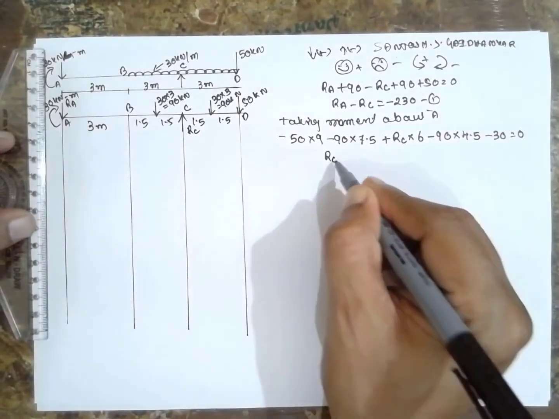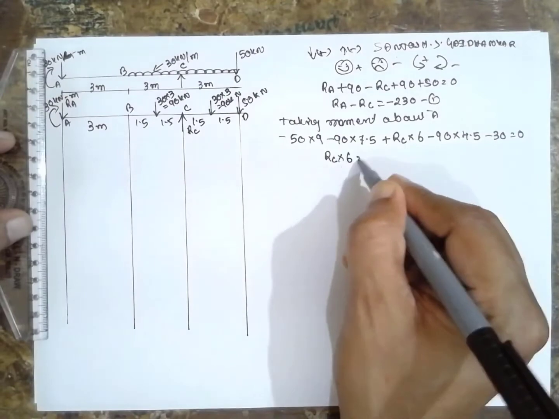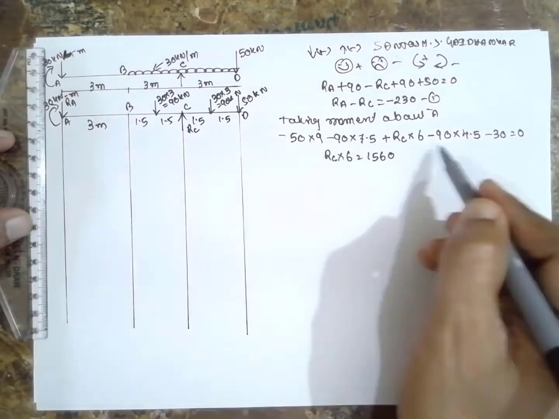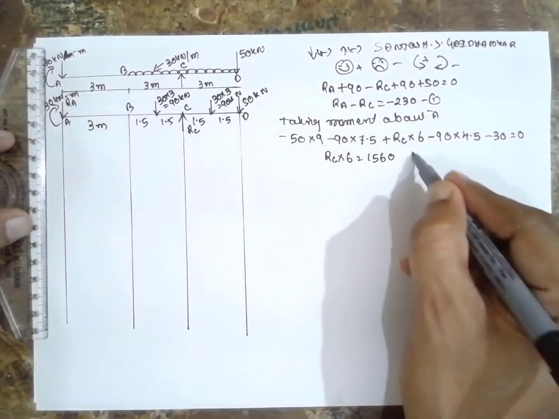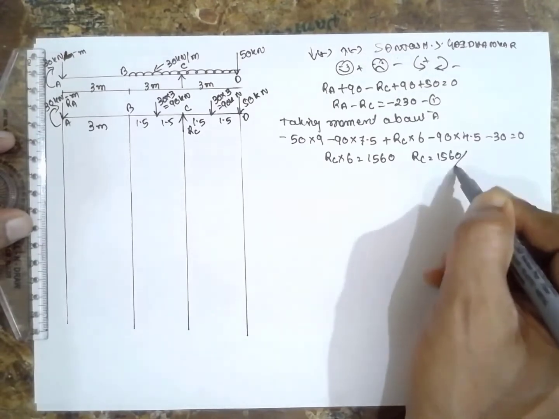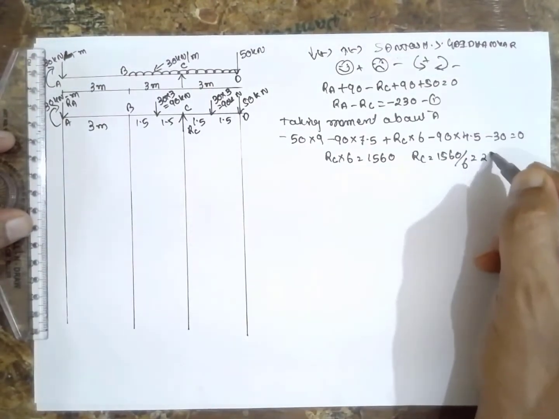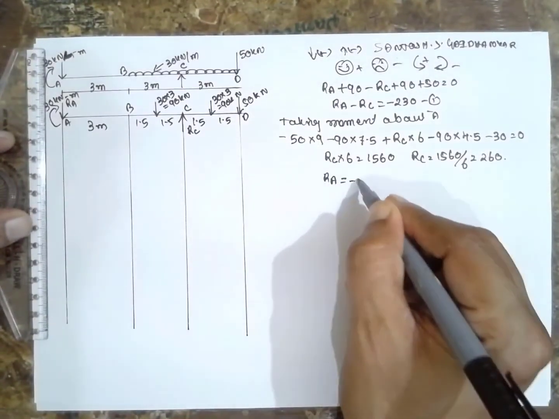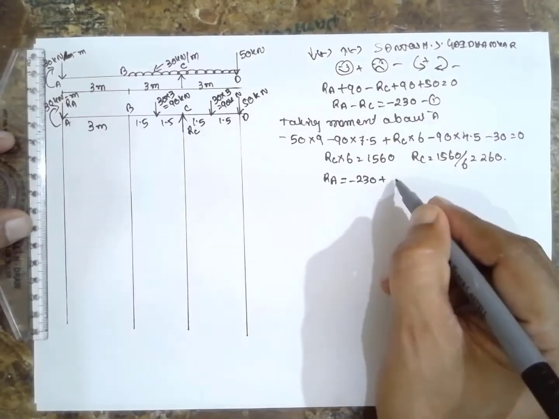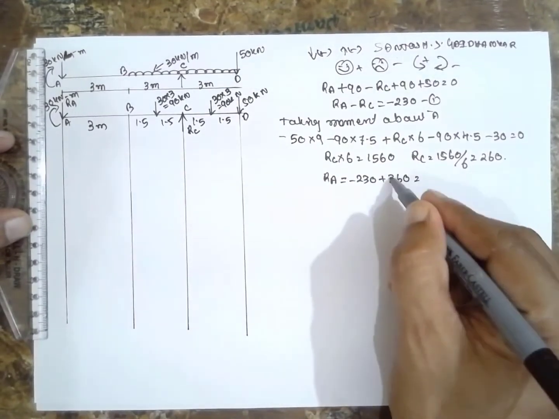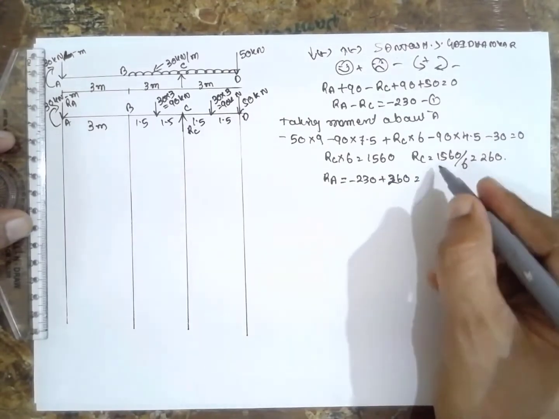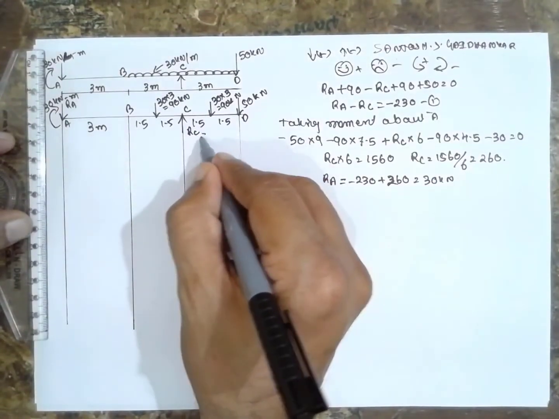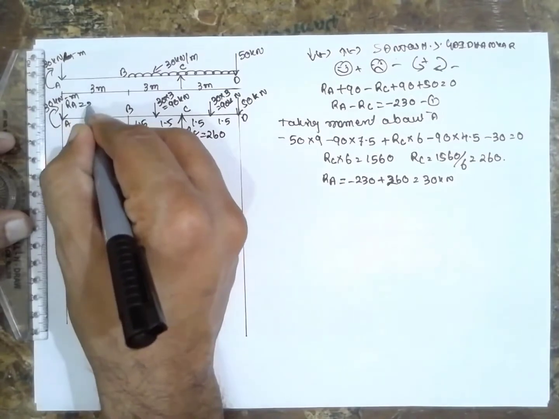If we calculate, RC into 6 is equal to 1560. If we calculate and bring this side, it becomes positive. RC, 1560 divided by 6 is nothing but 260. Now put this value in equation 1. RA minus 230 plus 260 is nothing but 30 kilonewton. Now the RC value is 260. RA is nothing but 30 kilonewton.